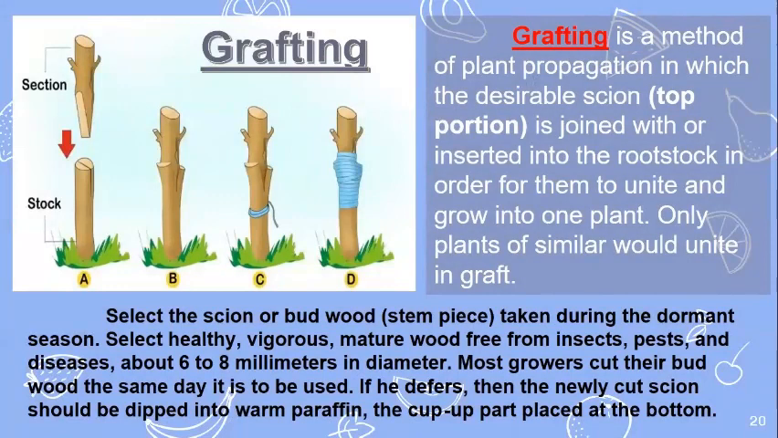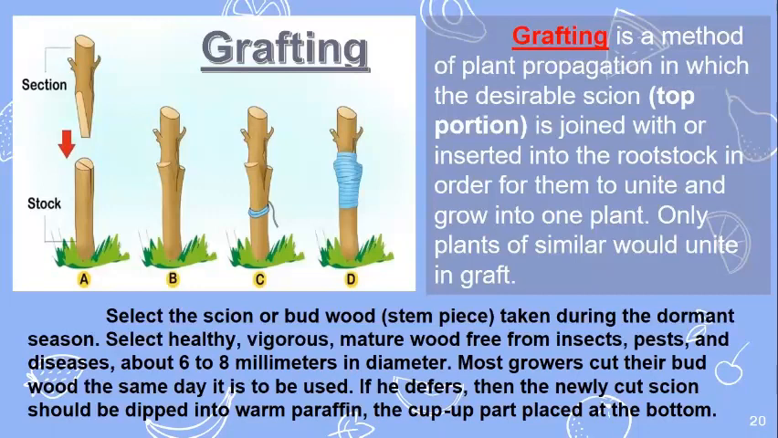So grafting is a method of plant propagation in which the desirable scion, that's the top portion, is joined with, or inserted into, the rootstock in order for them to unite and grow into one plant. Only plants of similar wood unite in graft.